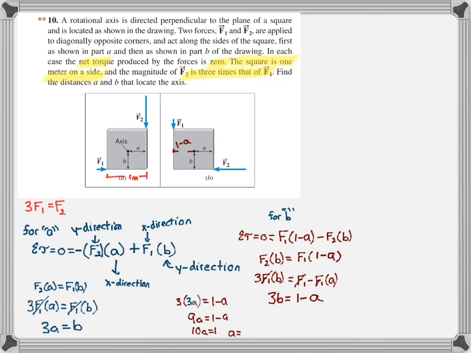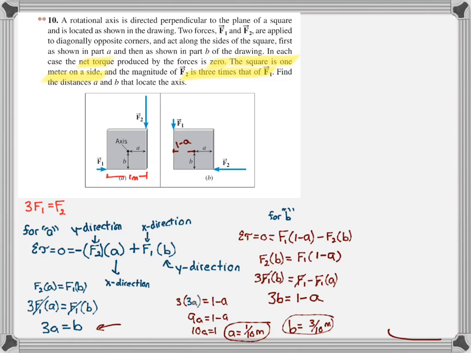We combine those equations using a system of equations. We substitute 3A for B from the first equation we got, and then we get 9A equals 1 minus A, and we solve through it and find that A is equal to 1/10 of a meter, which means B has to equal 3/10 of a meter. We can plug it back into the 3A equals B equation, and that gives us our values.